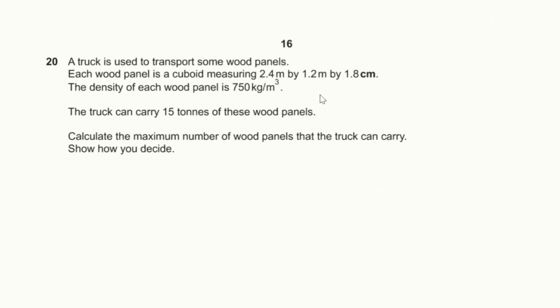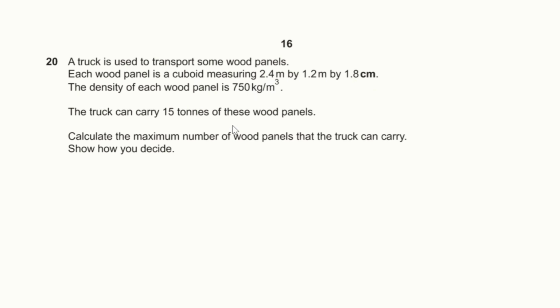Question number 20. A truck is used to transport some wood panels. Each wood panel is a cuboid measuring 2.4 meters by 1.2 meters by 1.8 centimeters. The density of each wood panel is 750 kilograms per meter cubed. A truck can carry 15 tons of these wood panels. We have to calculate the maximum number of wood panels that the truck can carry. Show how you decide.